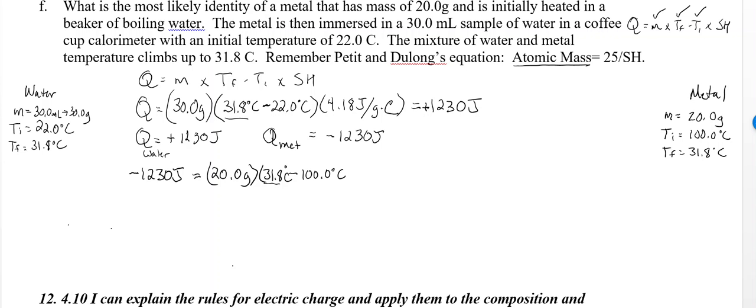Does anyone not understand how we got those numbers? Because that's critical. If you're going to make a mistake, you'll make a mistake there.